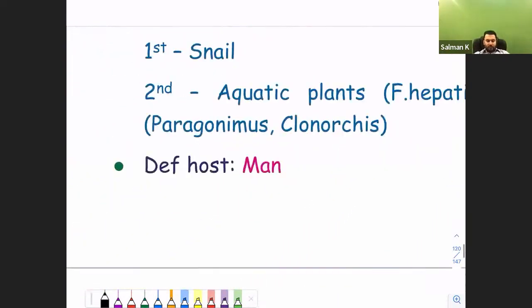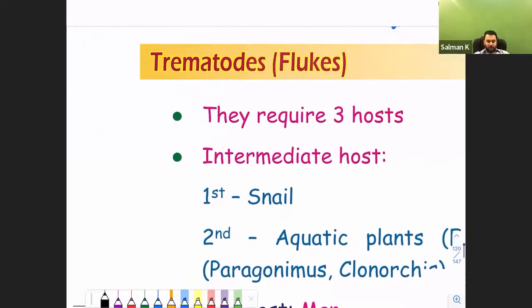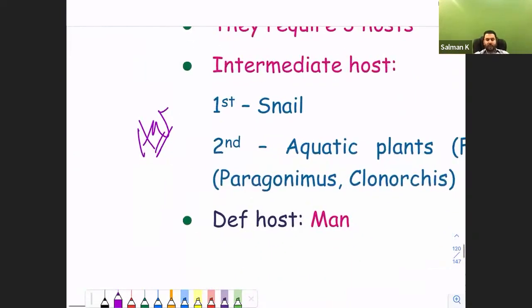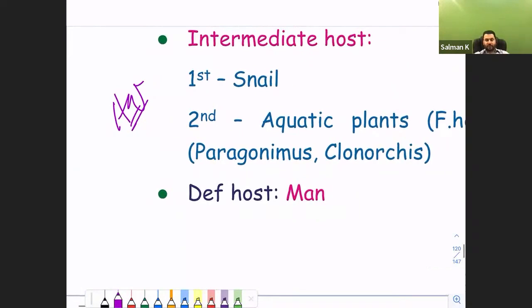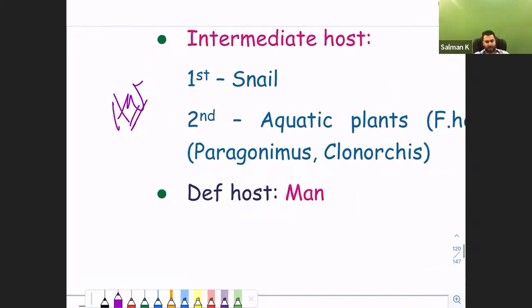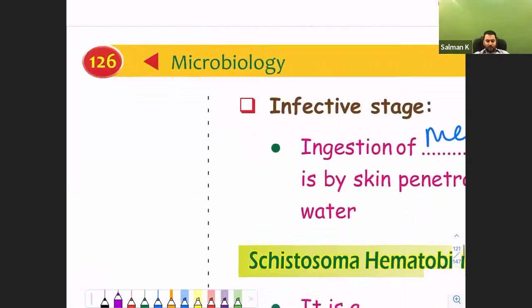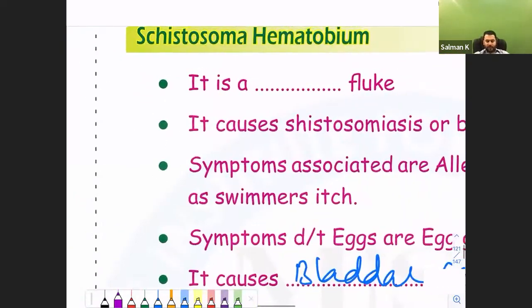Starting with the first one, trematodes, they have aquatic hosts. That's why eating raw fish or eating some water plants, aquatic plants, you can get these diseases.